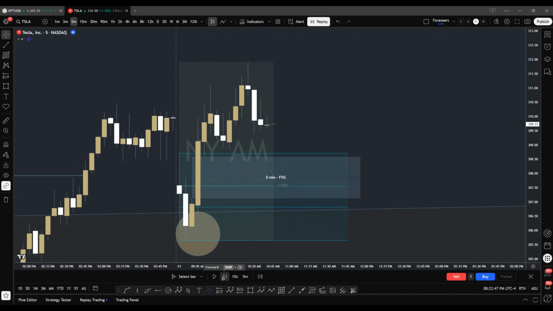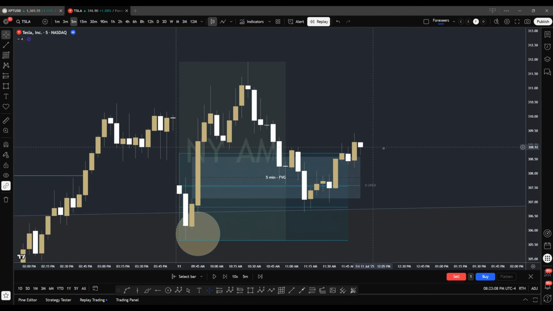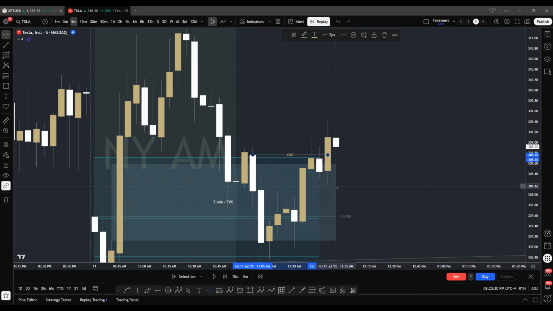So we're going to let price come down, tap into our fair value gap. Okay. Didn't completely break through it. Didn't break through it with momentum either. It barely mohawked through it, barely. So now I'm just waiting for a change in state of delivery. Okay, we got it right here in this candle. So we got that right there.